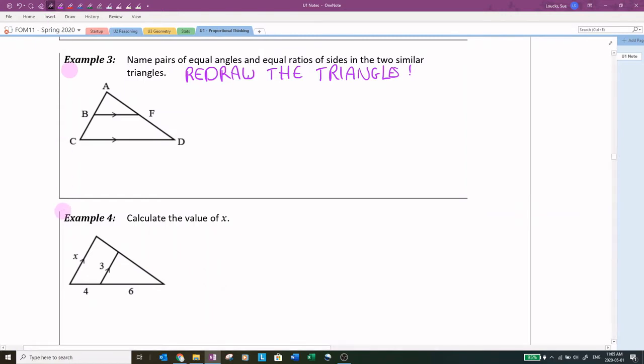Okay. So what I have is one small triangle here that has A, B, and F, and I've got a bigger triangle which is the same shape. It's just bigger. And again, within my drawing abilities, which goes from A, C, and D.